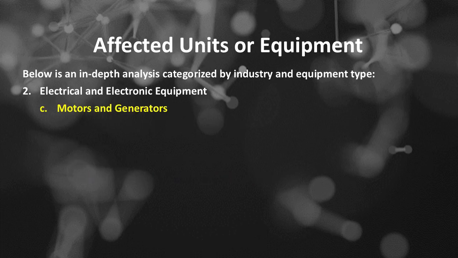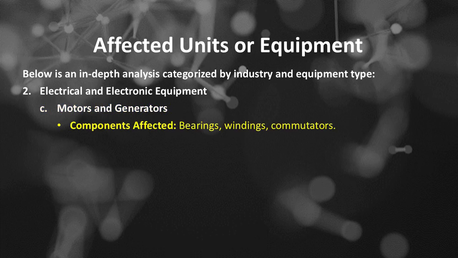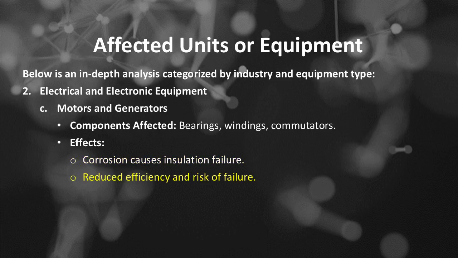Number C of electrical and electronic equipment is motors and generators. Components affected: bearings, windings, commutators. Effects: corrosion causes insulation failure. Reduced efficiency and risk of failure.